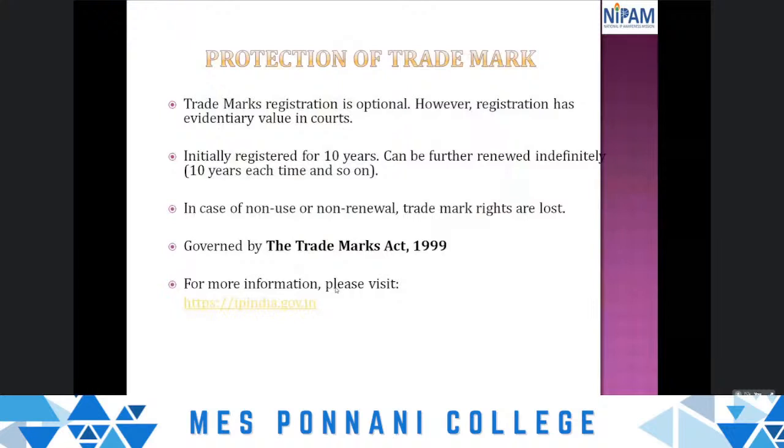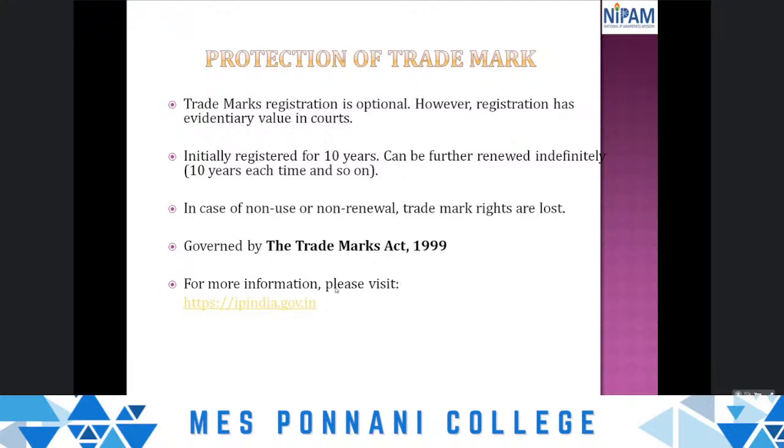Now, trademark registration is optional. In the beginning, I had told that there are certain intellectual property rights which are automatic in nature, and there are certain IPRs which explicitly require to be registered. Now, patent is something which should be registered. So unless and until you register a patent, you cannot stop others from copying your invention. However, in case of trademark, even if you do not register, you have an ownership over your trademark.